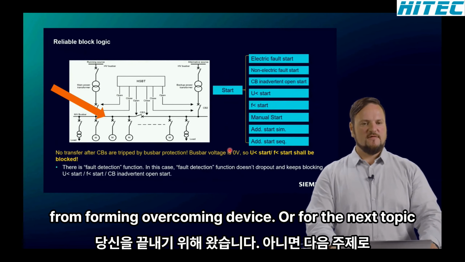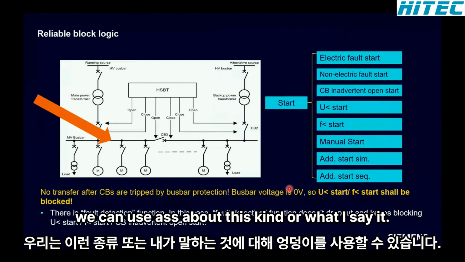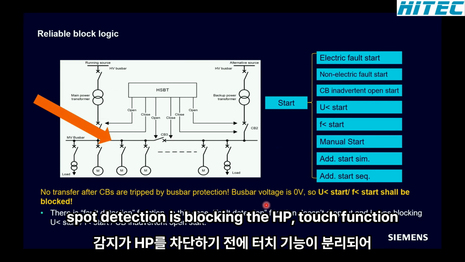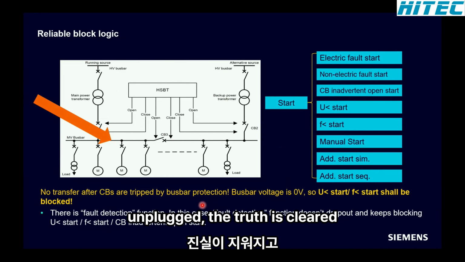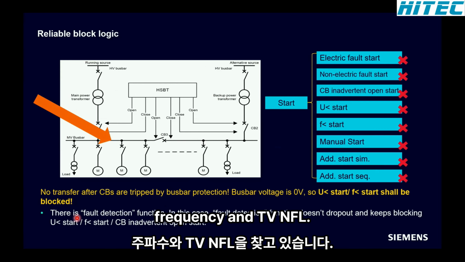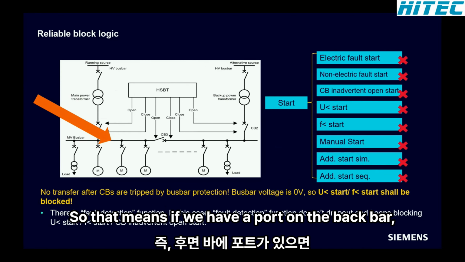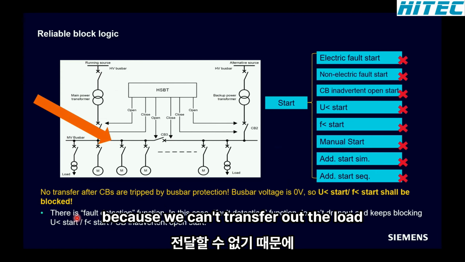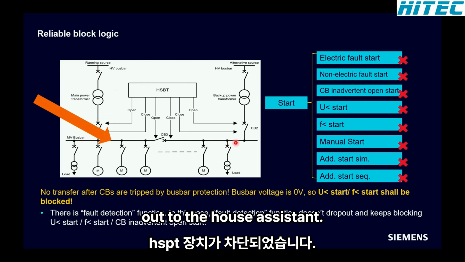For the next topic, we can use this fault detection, which is blocking the HSBT function until the trip is cleared. This is working for the under voltage, under frequency, and CB inadvertent open start condition. So that means if we have a fault on the bus bar, the HSBT device is blocked, because we can't transfer the load from the faulty bus bar to the healthy system.